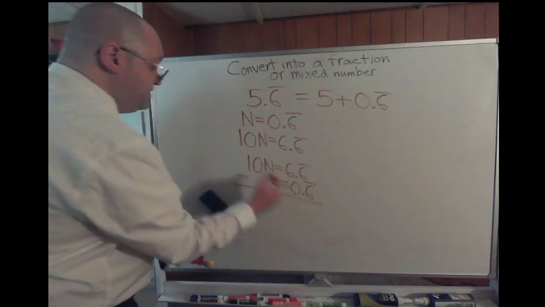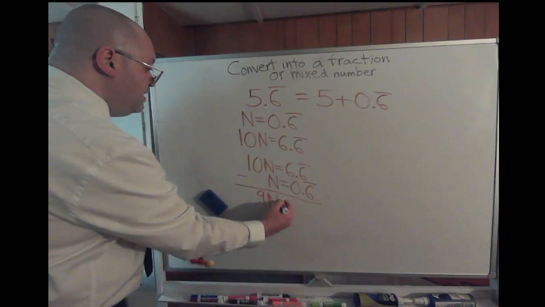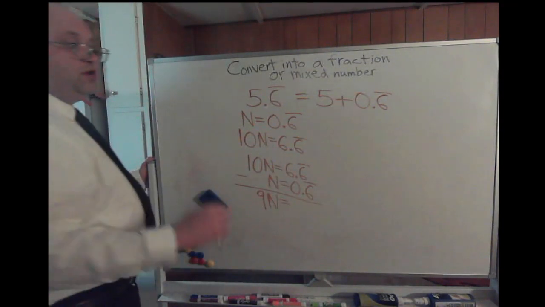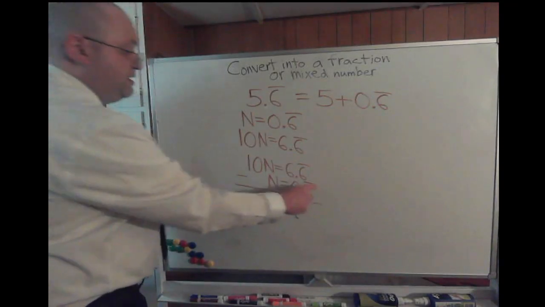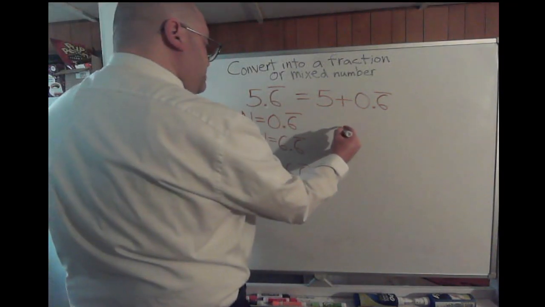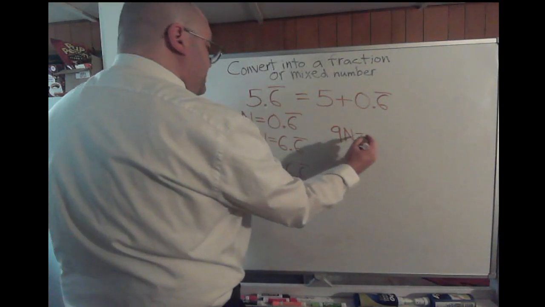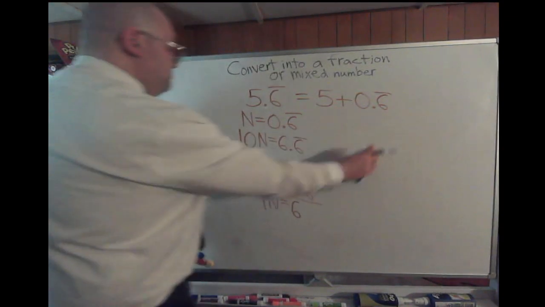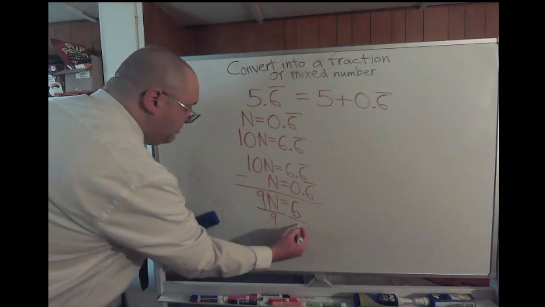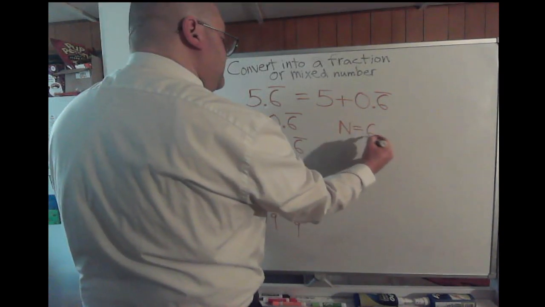All right, so 10n minus n is 9n, which is equal to, okay, what is 6 bar minus 6 bar? That's 0. The bars are gone. Now you just have 6 minus 0, which is 6. So you're left with 9n equals 6. We divide both sides by 9, you'll get n by itself. n equals 6/9.